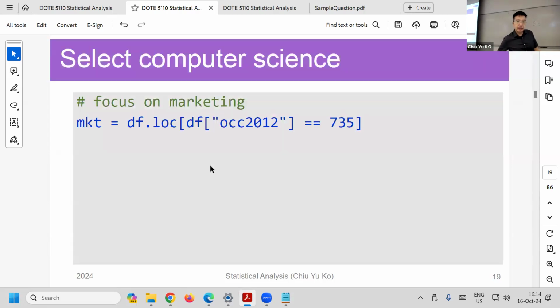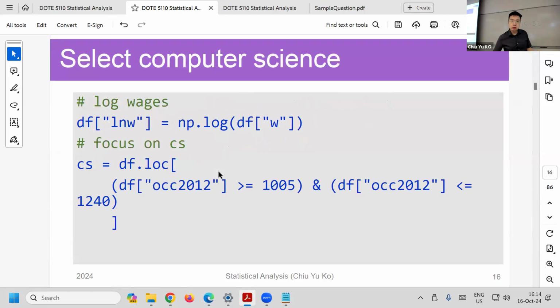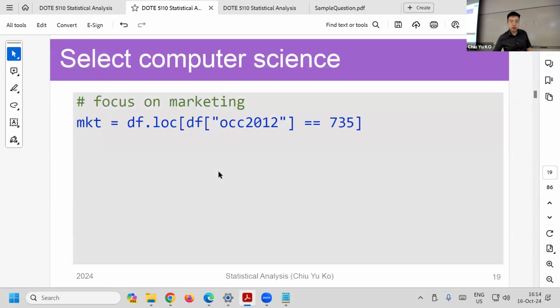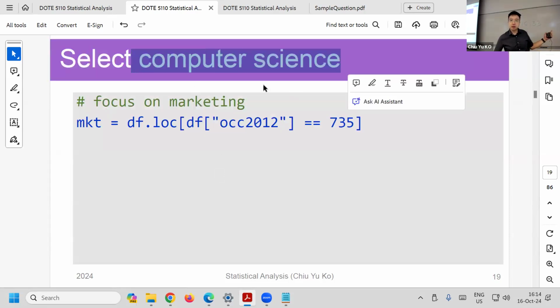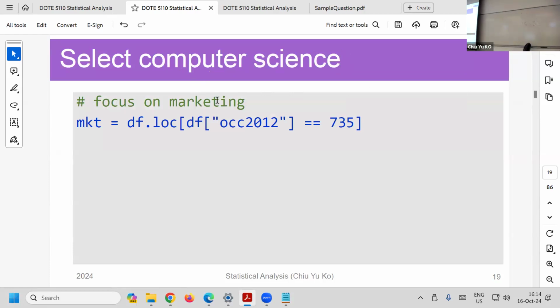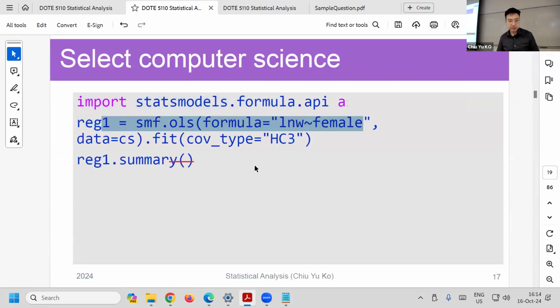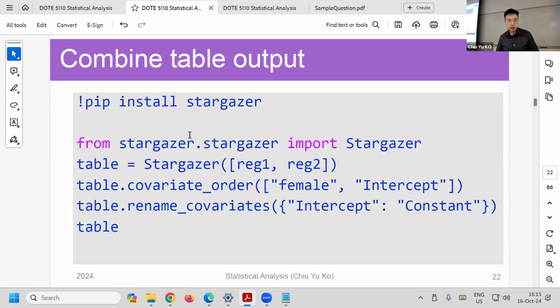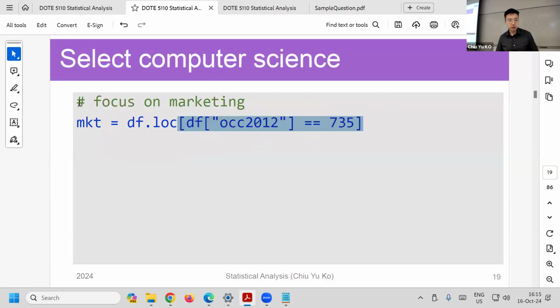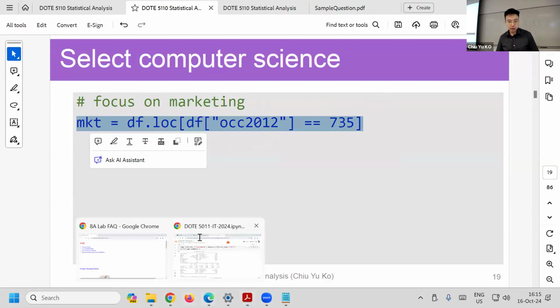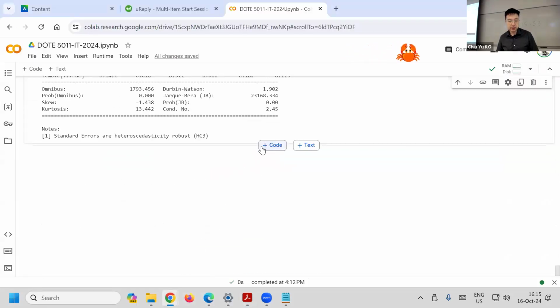Now we look at the other thing. Is it computer science? Yes. This is marketing, so there's a typo. This is not computer science, it's marketing. Look at the marketing occupation, with occupation number 735, and I call it marketing. So we do the same thing. Where am I? Focus on marketing again. Then let's run the regression with marketing.